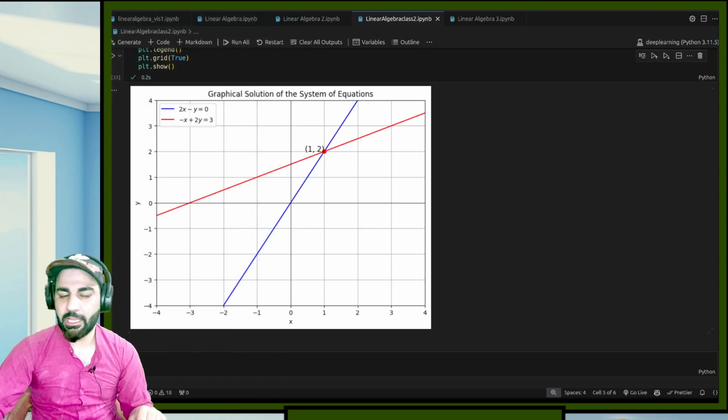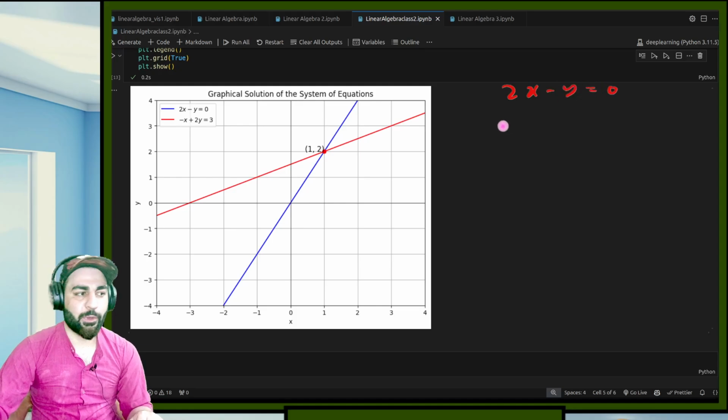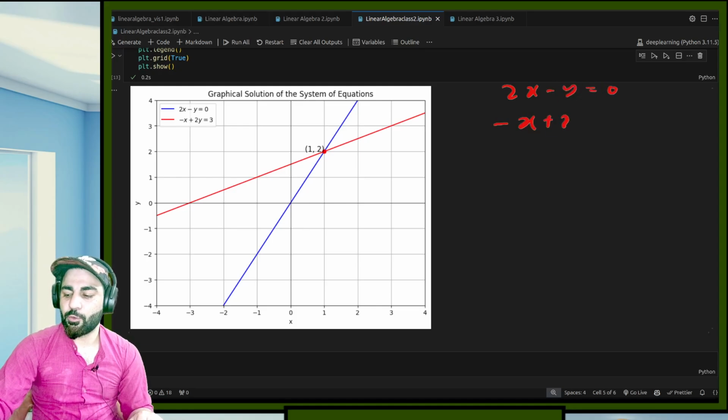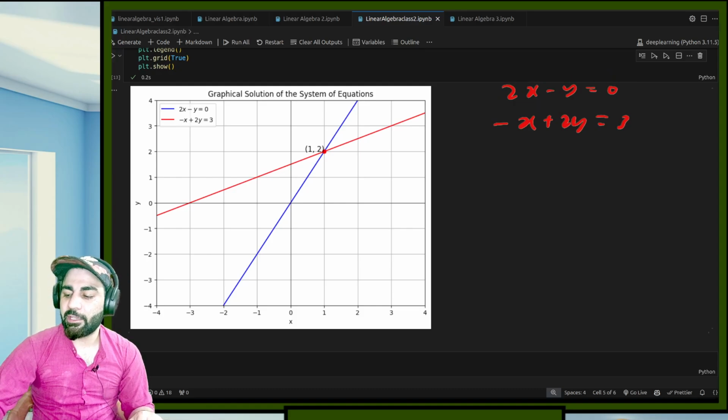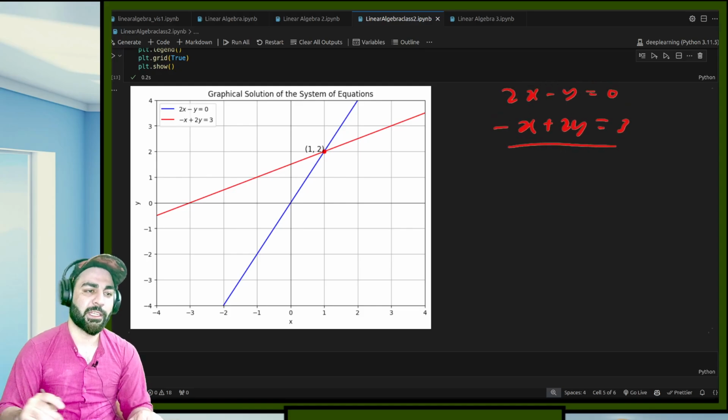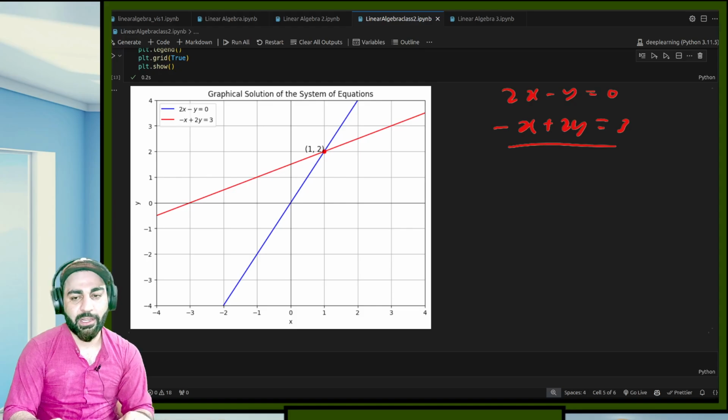In this example, the initial equation was 2x minus y is equal to 0. The other equation was minus x plus 2y is equal to 3. You took the first equation and drew a line. This blue line is the line for the first equation, and then you drew the second line over here. Then you saw where they intersect, and this intersection point is the solution.